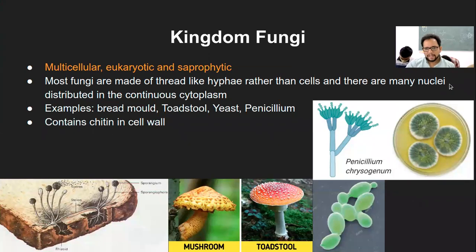Now, the third kingdom that we are going to look at is the kingdom fungi. Again, most of the characteristics you are aware of, because this kingdom you would know a little better. These are multicellular, eukaryotic, and most importantly, they are saprophytic. Earlier, most of them were either autotrophic or heterotrophic parasitic, right? These ones, the kingdom fungi, are majorly saprophytic.